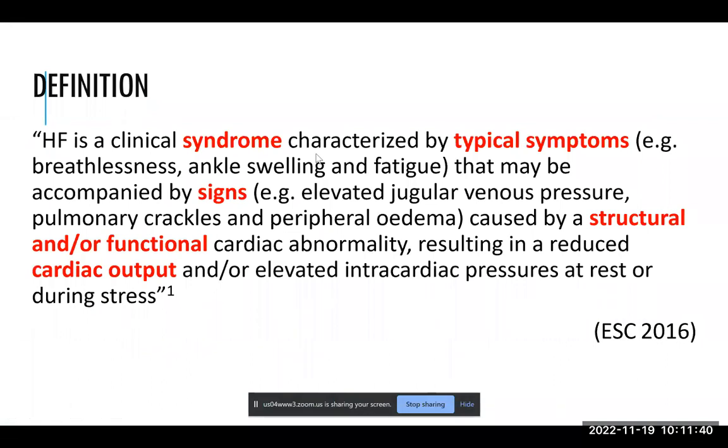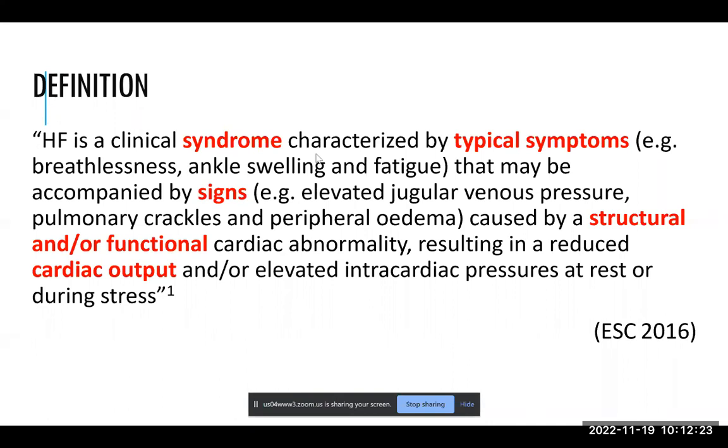So let's start. Heart failure is a clinical syndrome characterized by typical symptoms, which are breathlessness, ankle swelling, and fatigue, that may be accompanied by signs, which are elevated JVP, pulmonary crackles, and peripheral edema. This is usually caused by either a structural problem or functional abnormality, and this will result in reduced cardiac output or elevated intracardiac pressure at rest or during stress.